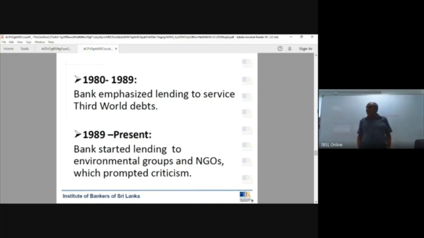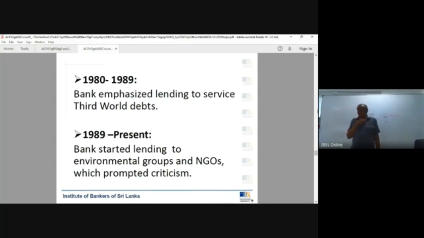Even though these two organizations are world organizations, they are domiciled in America, Washington, D.C., capital. And surely the Americans are behind this organization. Surely these people are behind these organizations. And they started giving loans and lending to environmental groups and NGOs, after 1989.